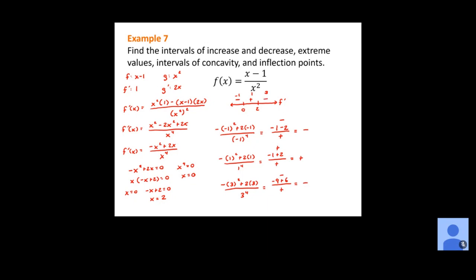All right, so let's get our increasing, decreasing, and our min or max, and then we'll stop there for the day. So increasing intervals, what would that look like this time? Good. Just 0 to 2. That's the only place we got a positive. So there's our increasing. That means the other intervals are both negative. They're going to be decreasing. So that's -infinity to 0, and then 2 to infinity.